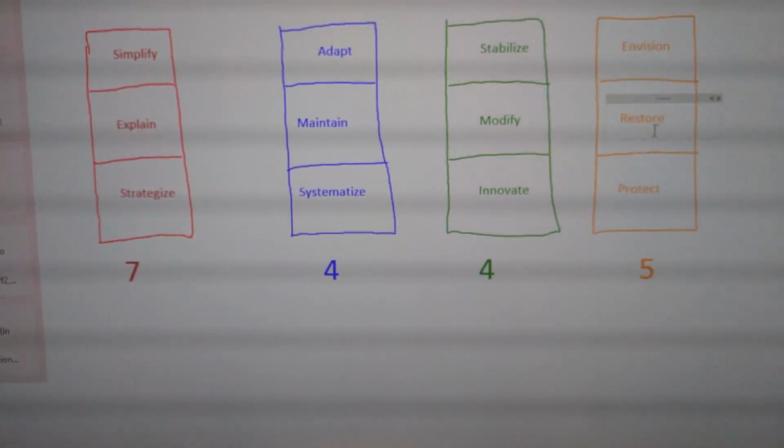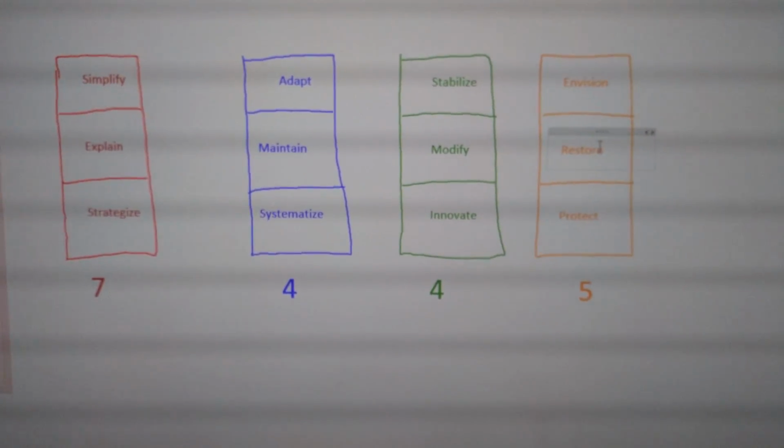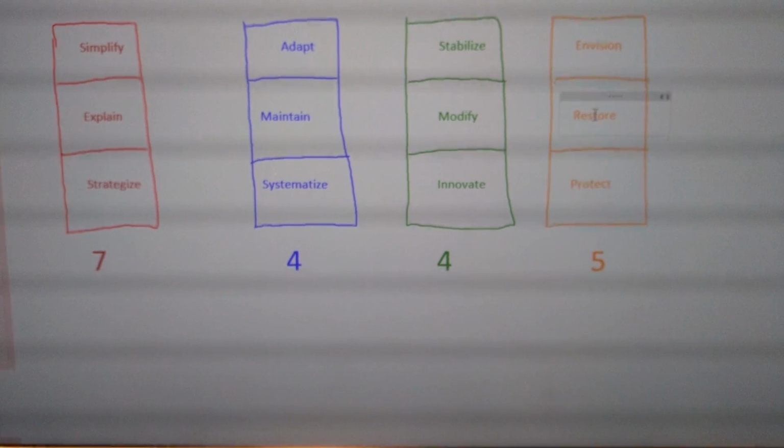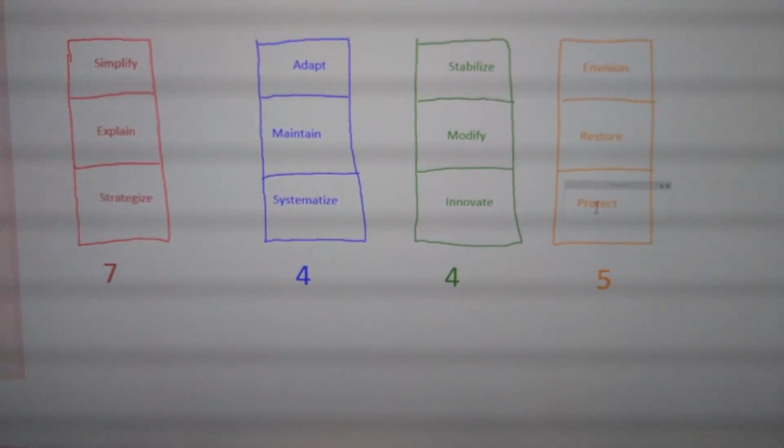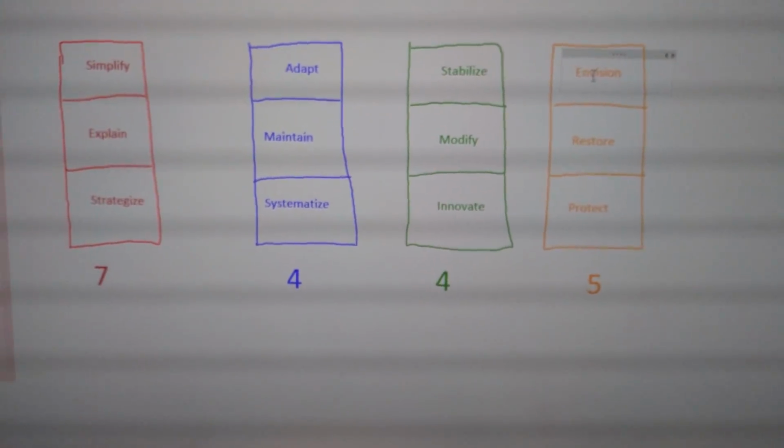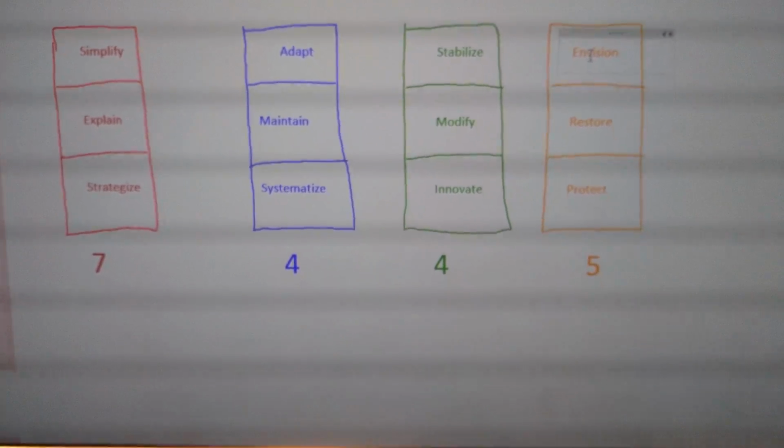And for the last one, I'm restore 5, meaning I like to keep things in their balance. I don't want to just protect them, and I don't want to not be responsible for them within vision.